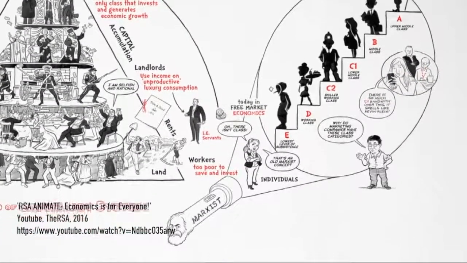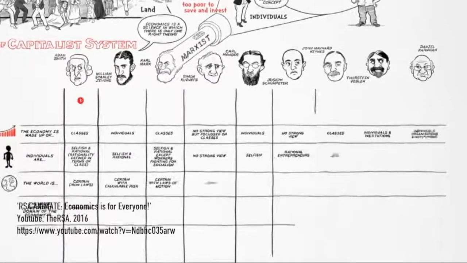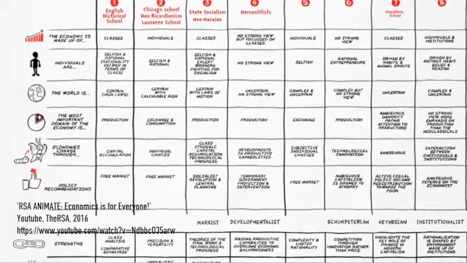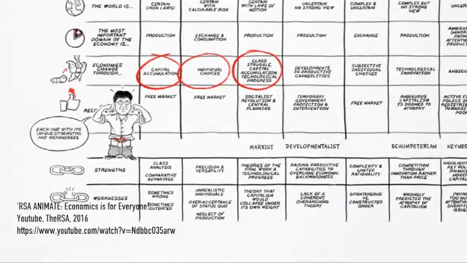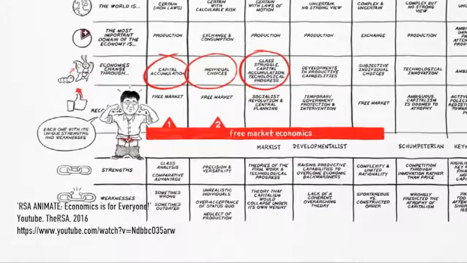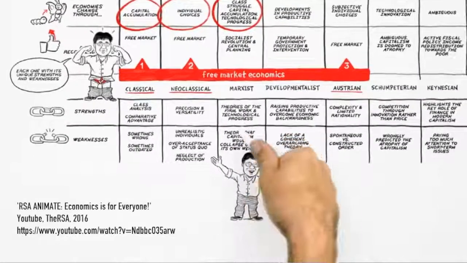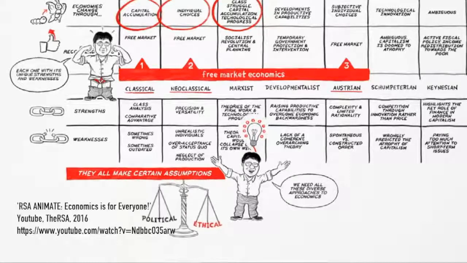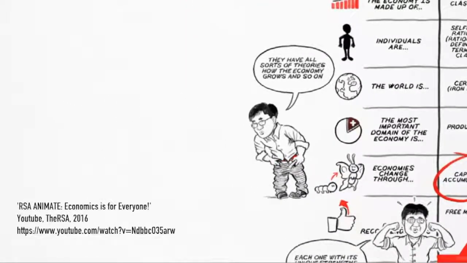Now, many economists will tell you that economics is a science in which there's only one right theory. There are at least 9 different major schools of economics, and indeed several more if you count minor schools or split the major ones into sub-schools, each with its own unique strengths and weaknesses. And for free market economics alone, you have 3 different kinds: classical economics, neoclassical economics, Austrian economics. So actually there isn't one right theory. My contention is that we need all these diverse approaches to economics in order to fully understand our economy, because they all make certain assumptions. They all have different underlying political and ethical values. They have all sorts of different theories about how the economy grows and so on.